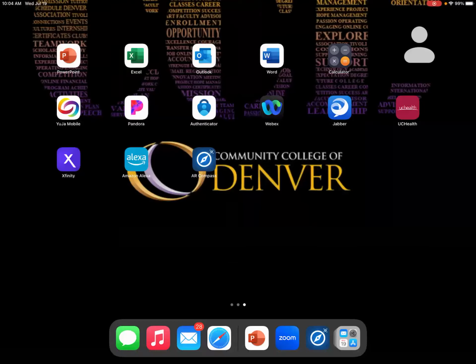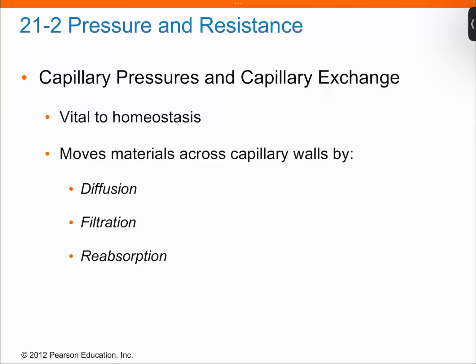Let's pick up where we left off, shall we? So we got to the section where we're talking about the capillary physiology. We're going to be spending a little bit of time here because this is kind of like the bullseye of actually quite a few chapters.